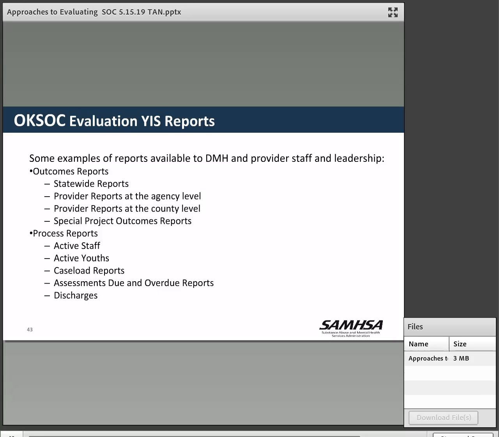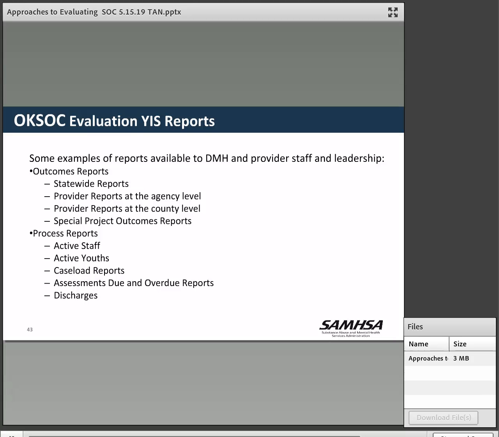We also look at process reports so that we can understand how families and youth are progressing through Oklahoma systems of care. And so we look at active staff, active youth, caseload reports so that we understand how many families are on which facilitators' caseloads and what those families look like, the makeup of those families, and how that might impact facilitators. Assessments due and overdue so that we can help people keep track of that.